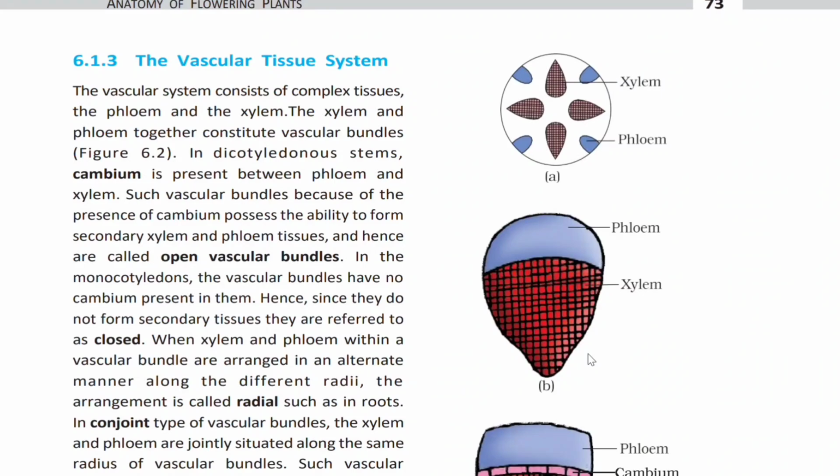6.1.3 The vascular tissue system. The vascular system consists of complex tissues, the phloem and the xylem. The xylem and phloem together constitute vascular bundles. In the dicotyledonous stem, the cambium is present between phloem and xylem. Such vascular bundles, because of the presence of cambium, possess the ability to form secondary xylem and phloem tissues, and hence are called open vascular bundles. In the monocotyledonous stem, the vascular bundles have no cambium present in them. Hence, since they do not form secondary tissues, they are referred to as closed.